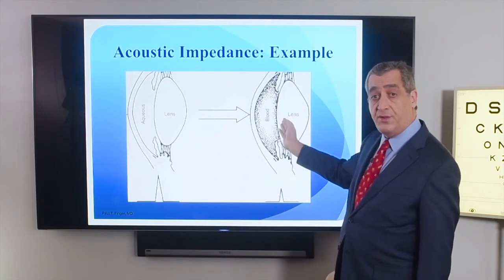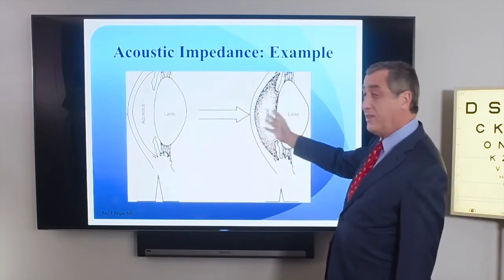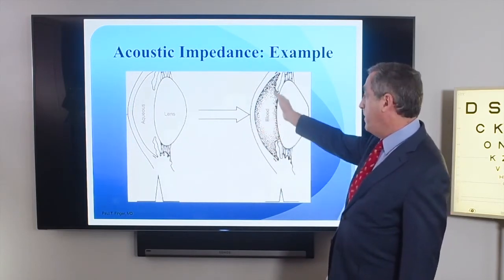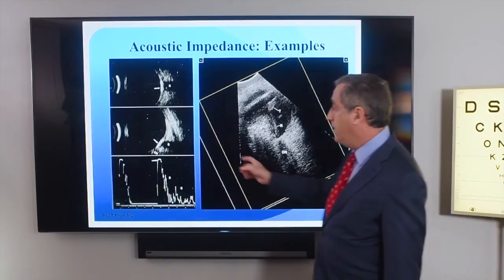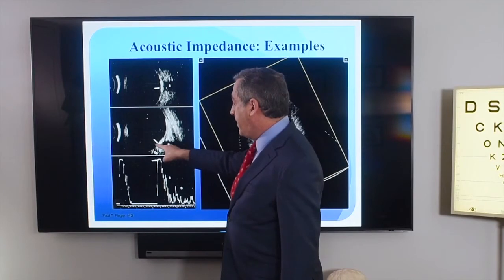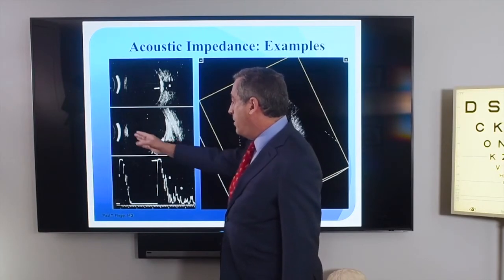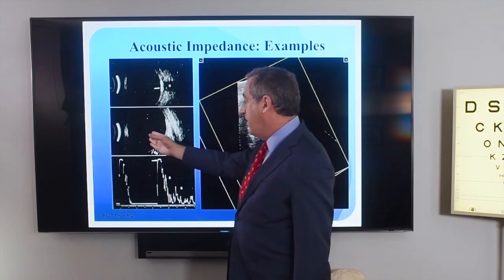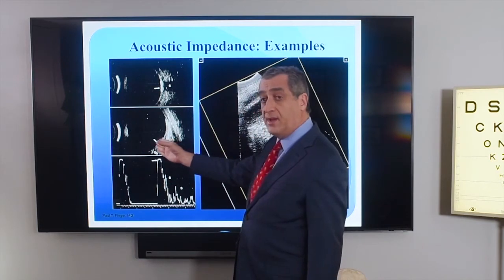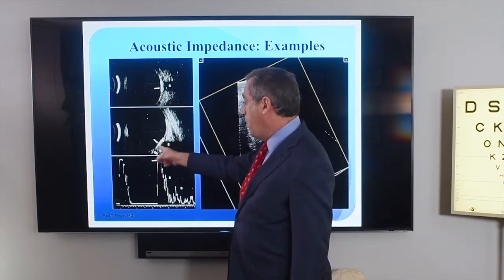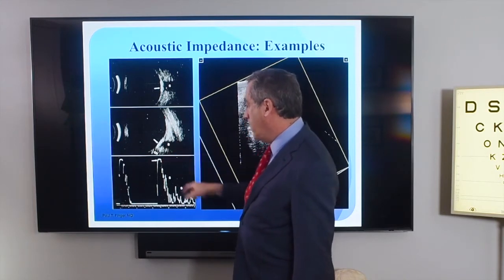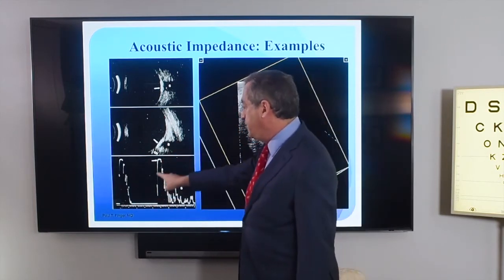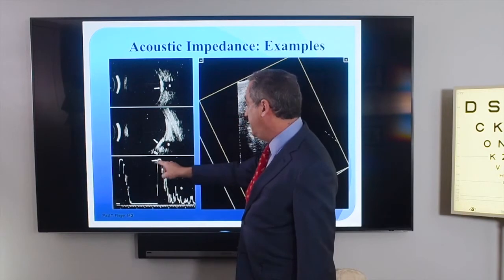Blood is more similar to lens. Therefore, there'll be less reflected sound, and this spike here would be lower. These are some clinical examples. Here's the eye. And here's a choroidal osteoma, where the vitreous has low impedance, and then it hits the high impedance osteoma, which has such a high reflectivity that it causes shadowing in the orbit. Here's an A scan showing the high reflectivity of that tissue.